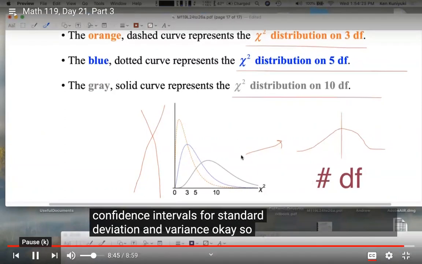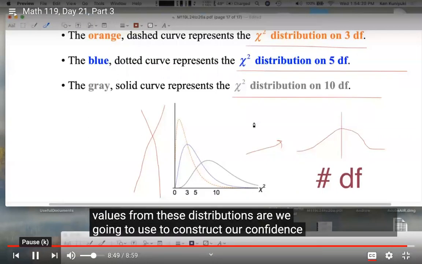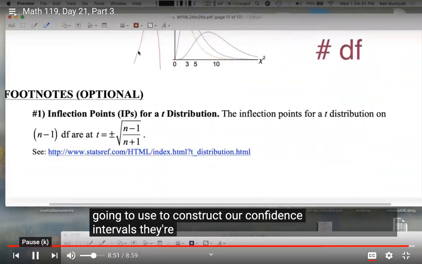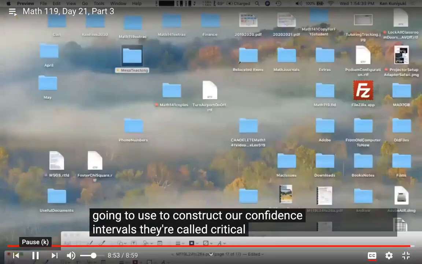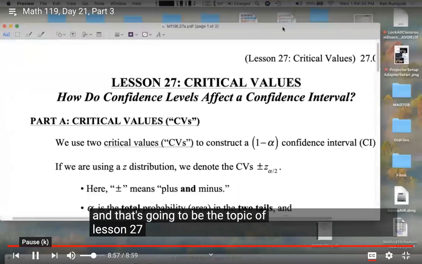Okay, so what values from these distributions are we going to use to construct our confidence intervals? They're called critical values. And that's going to be the topic of lesson 27. Remember, last time on Monday, we were talking about confidence intervals. We're going to talk about how to develop them, right? How do you actually get the lower and upper limits? We're leading up to that.